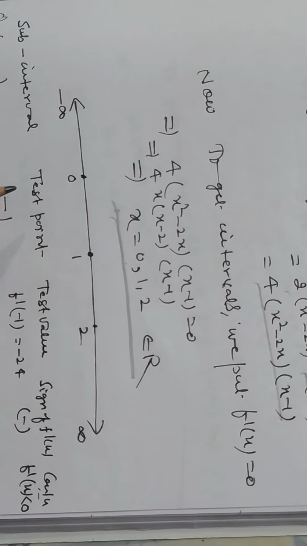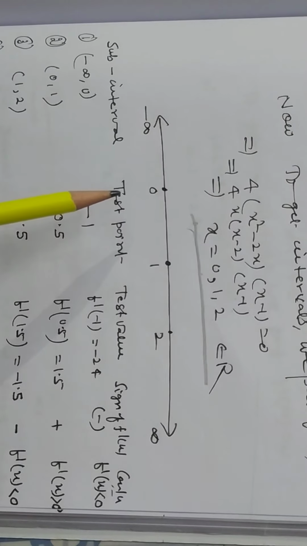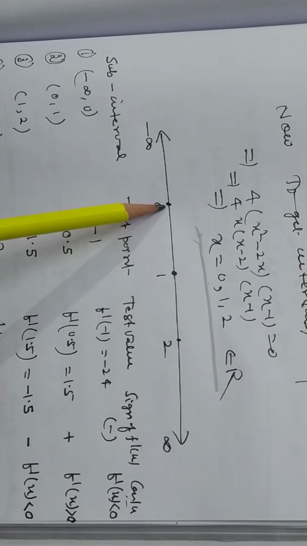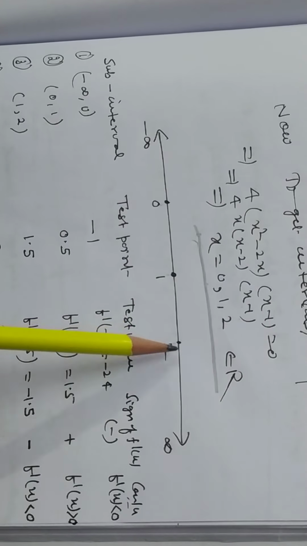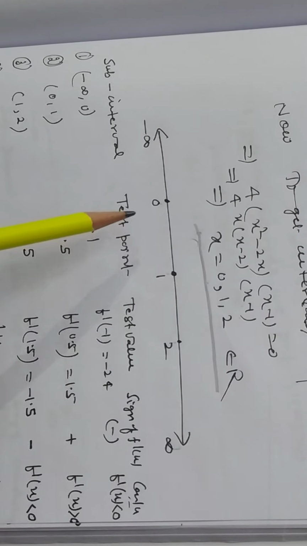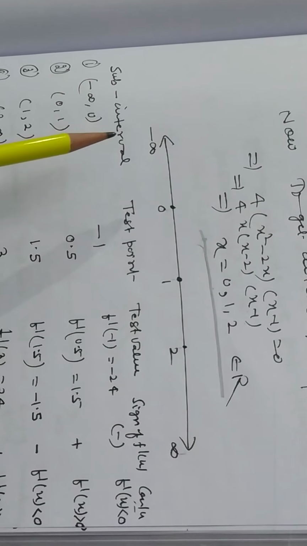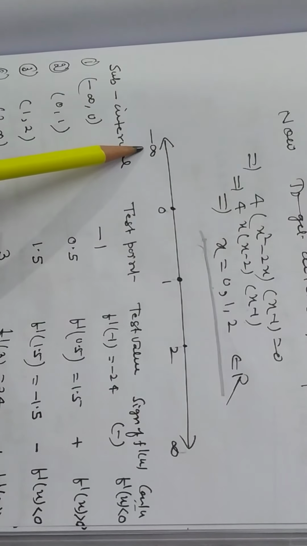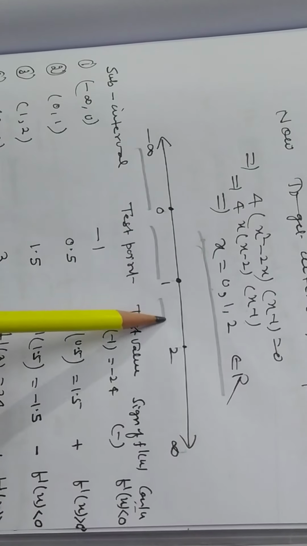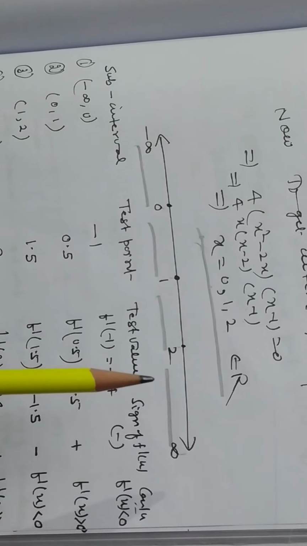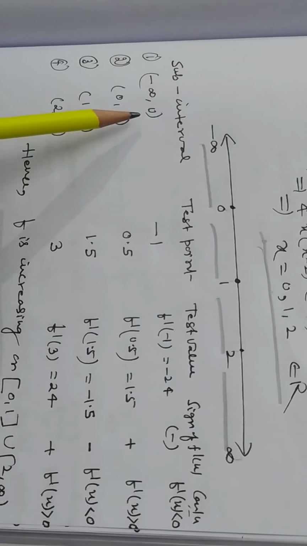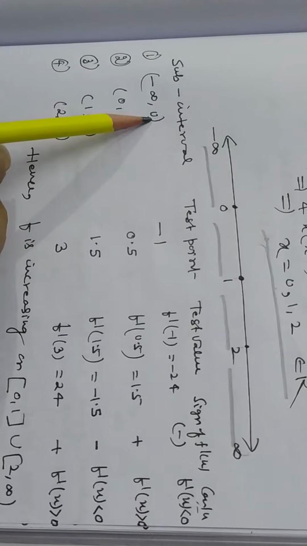These are the points which we locate on the number line. We put all the 3 points on the number line and divide the number line into subintervals. Now the subintervals are minus infinity to 0, 0 to 1, 1 to 2, 2 to infinity. Now we want to make a table.